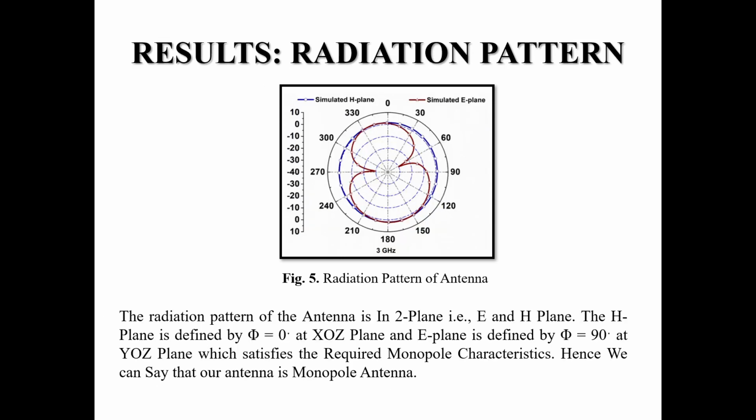Going on to radiation pattern. The radiation pattern of the antenna is in two planes, that is E and H plane. The H plane is defined by phi equals 0 degree at X-Z plane, and E plane is defined by phi equals 90 degree at Y-Z plane, which satisfies the required monopole characteristics. Hence, we can say that our antenna is a monopole antenna.